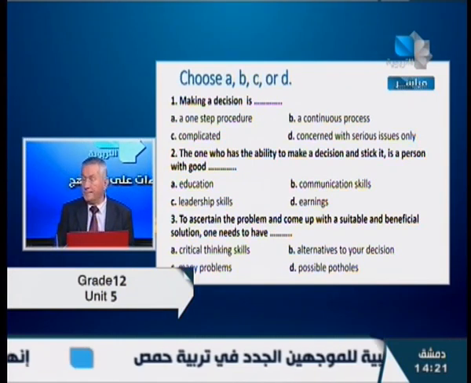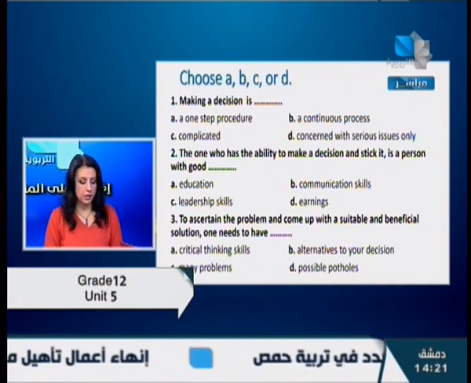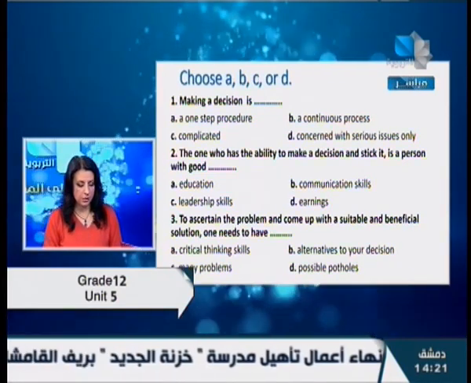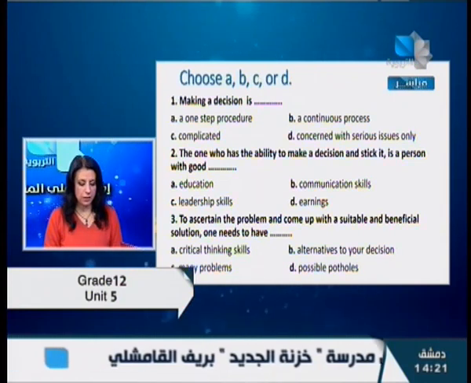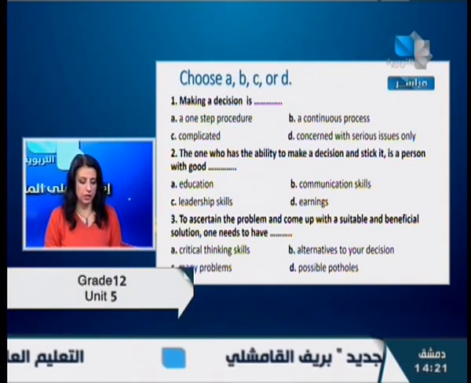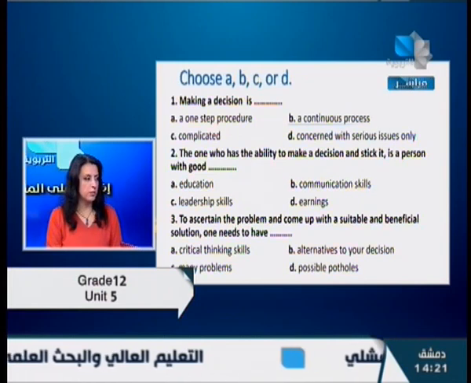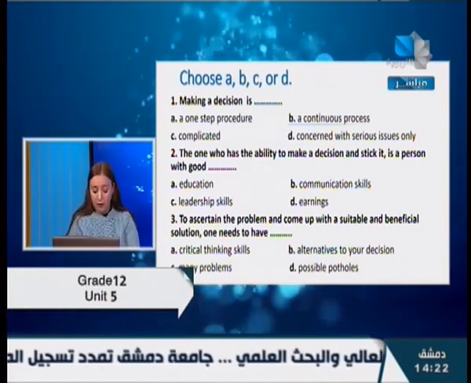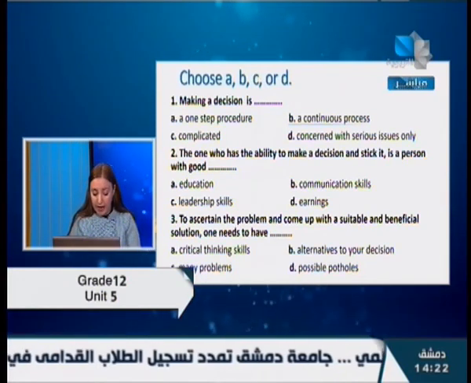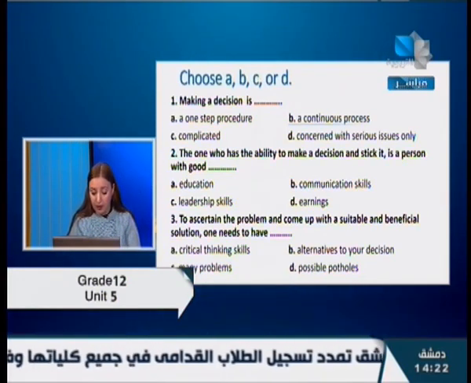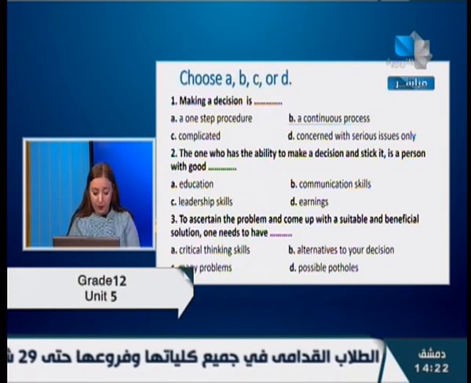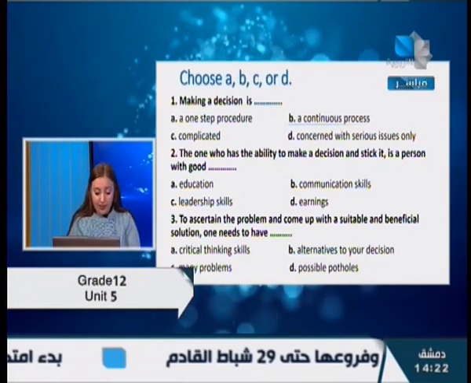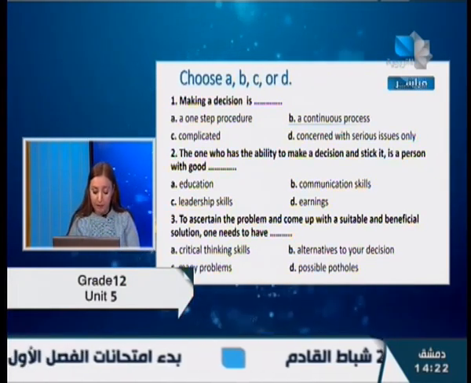Question number 1. Making a decision is A. A one-step procedure, B. A continuous process, C. Complicated, D. Concerned with serious issues only. It's letter B. It's a continuous process. Number 2, Miss Ola Subh. The one who has the ability to make a decision and stick to it is a person with good A. Education, B. Communication skills, C. Leadership skills, or D. Earnings.